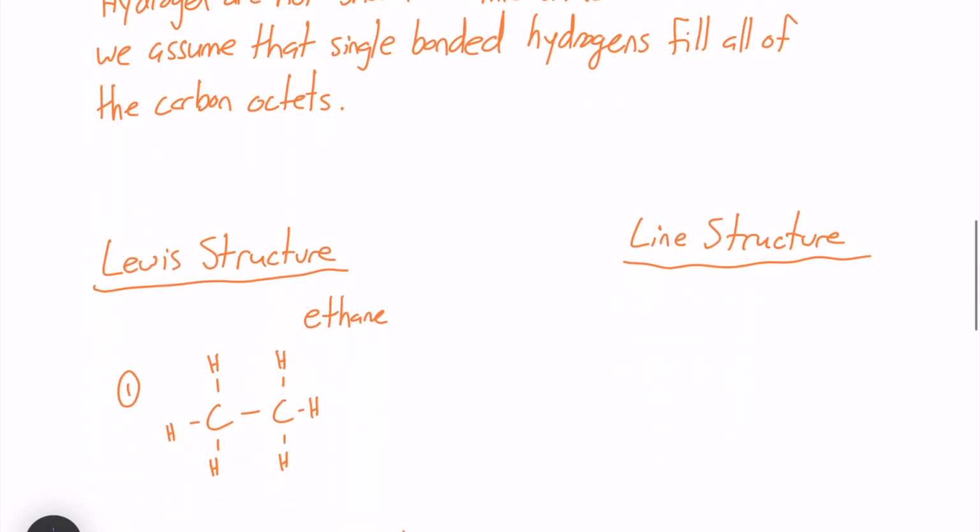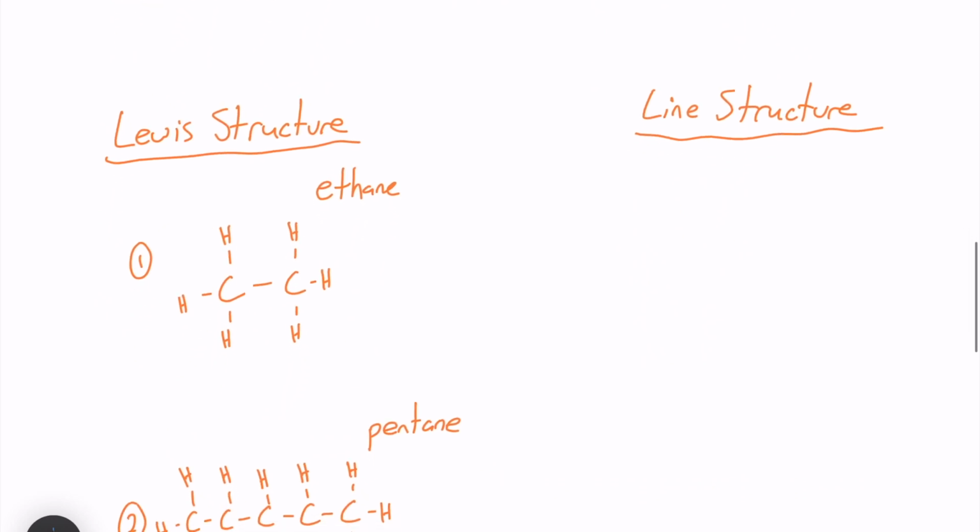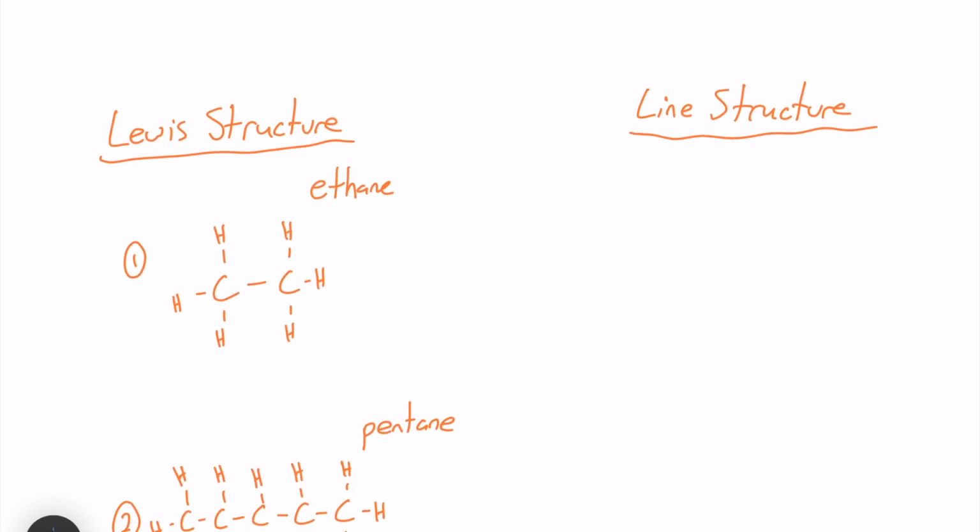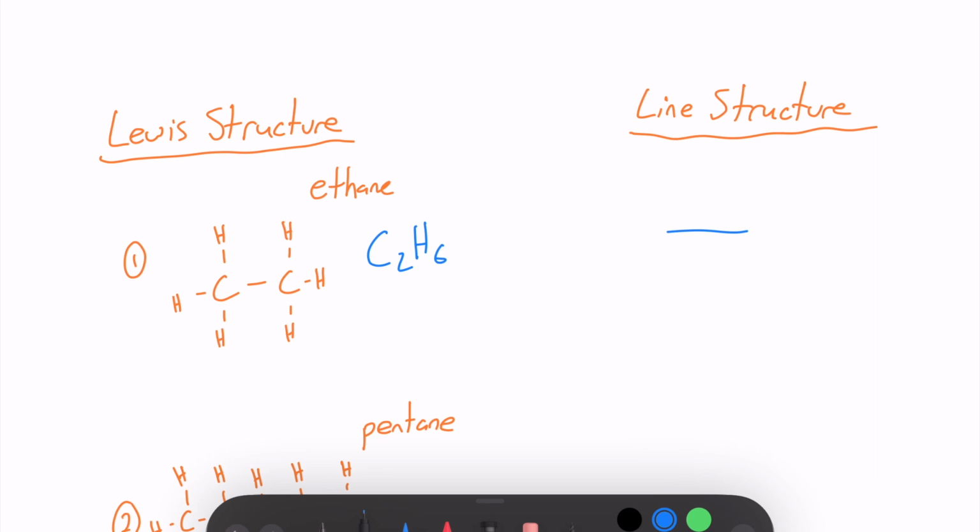Okay, so we have 4 examples here. The first one we have is ethane. From previous videos, you should know that ethane is C2H6. So we have to represent 2 carbon and 6 hydrogen with our line structure. Believe it or not, if I draw a straight line that just looks like this, that is the line structure for ethane. And let's discuss why.